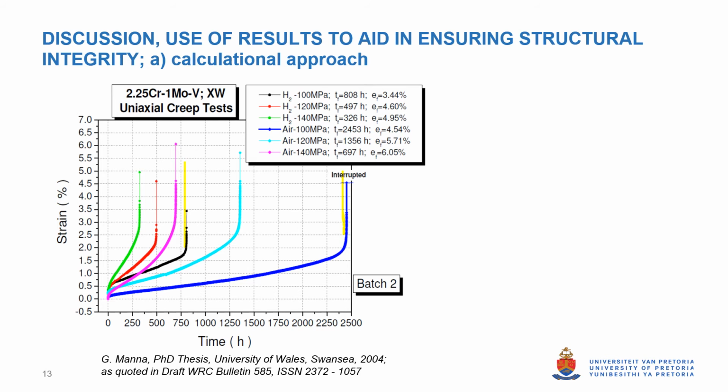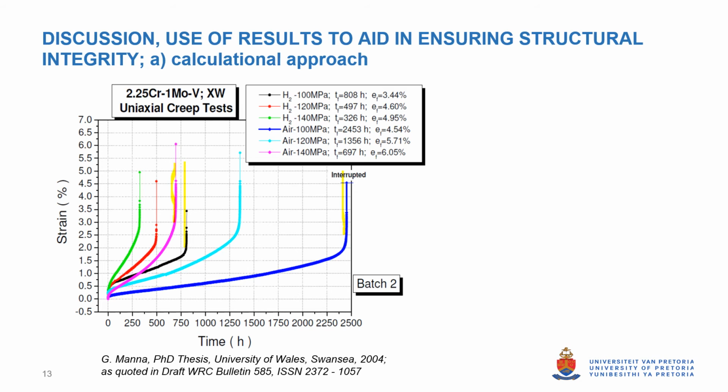This observation has led to the realization that the creep acceleration due to hydrogen could be quantified. In this case, it could be equated to a stress increase of 40 megapascal, because a creep curve in air at 140 MPa, as shown, is very similar to a hydrogen creep curve at 100 MPa.